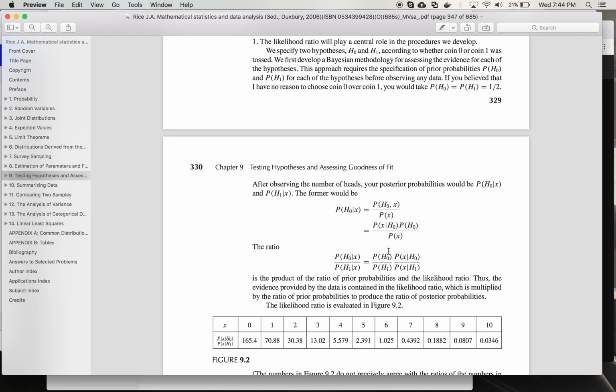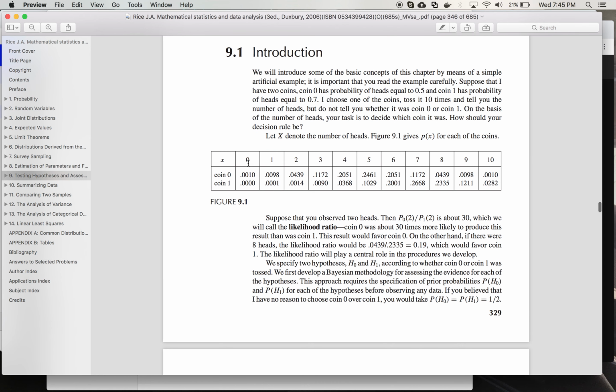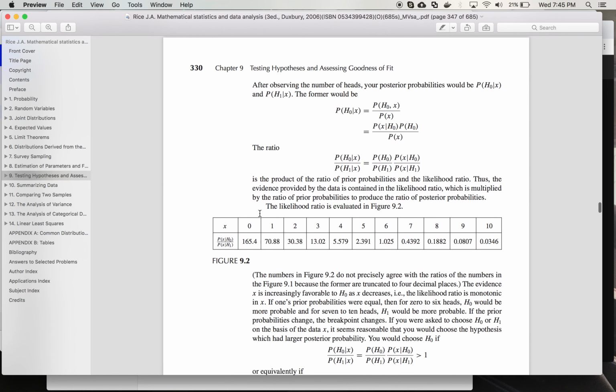The first part of the formula is the prior probability, which is the probability of h naught divided by the probability of h1, the prior probabilities of both the coins. The second part is called the likelihood ratio. This is what we obtain from our data. The first is what we believe, and the second is what we obtain from our data. And this is a table that gives the likelihood ratio, which we get by dividing these two values.